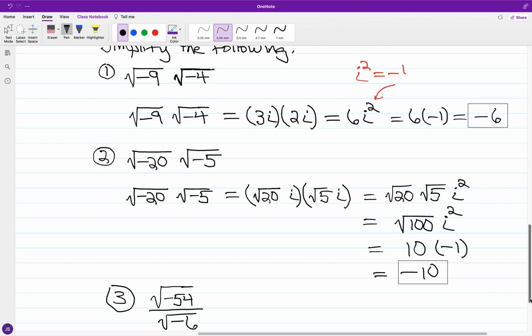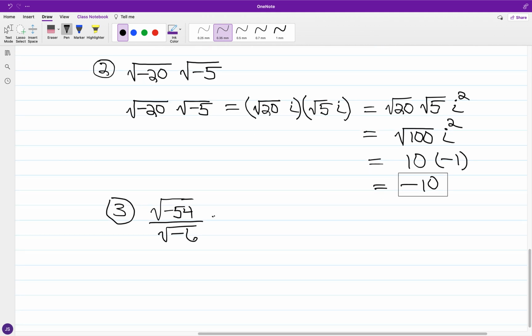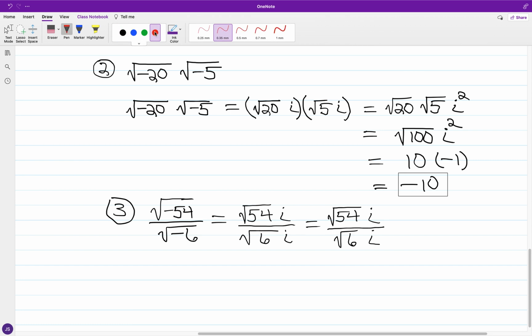So you've got the square root of negative 54 over the square root of negative 6. You have square roots of negatives, so we go ahead and extract the letter i. Again, i is outside each of the radicals. And I'll just take this one step further. You have a common factor in the numerator and denominator, the letter i, so just go ahead and get those to cancel.